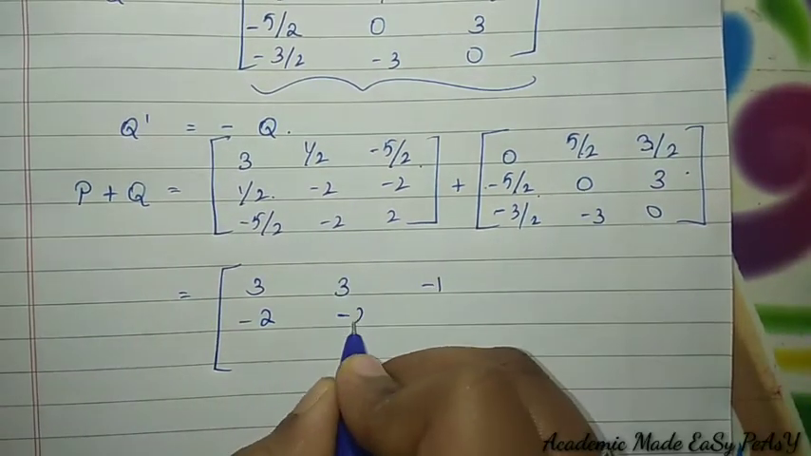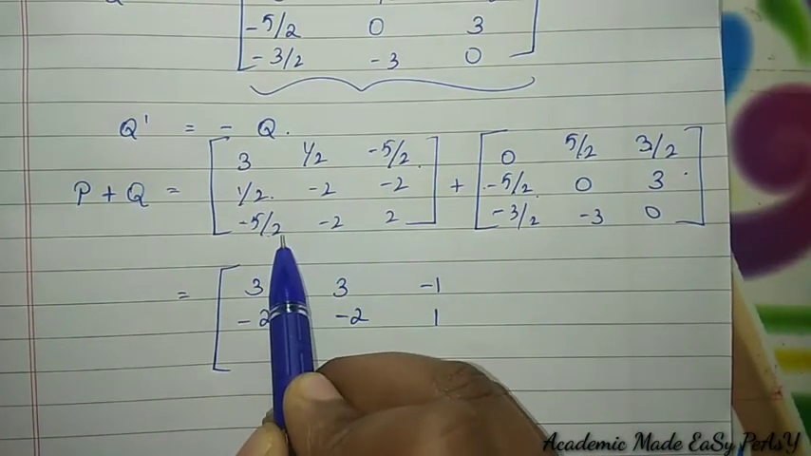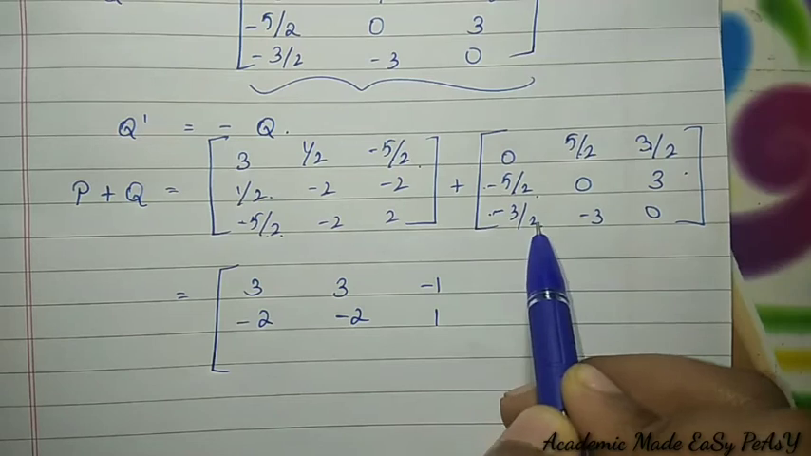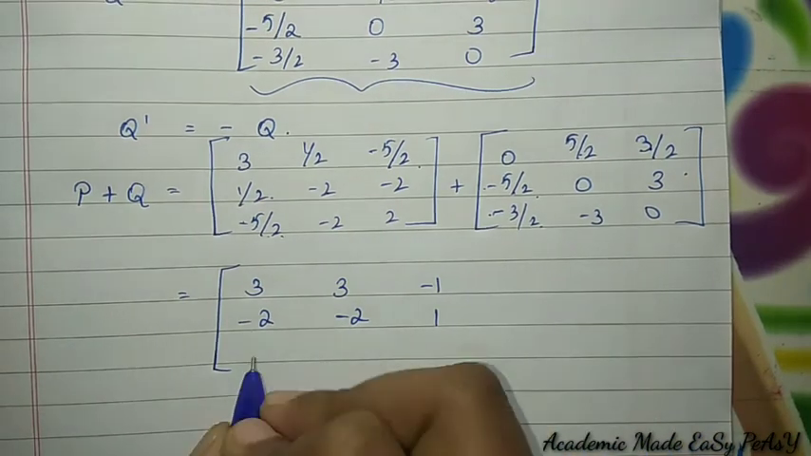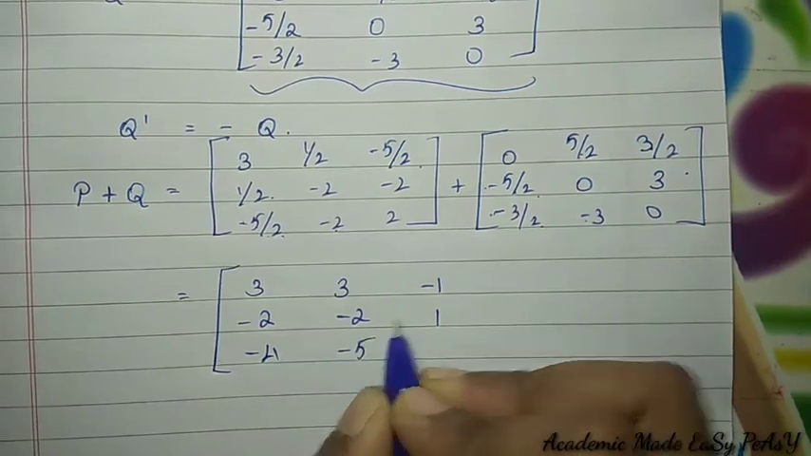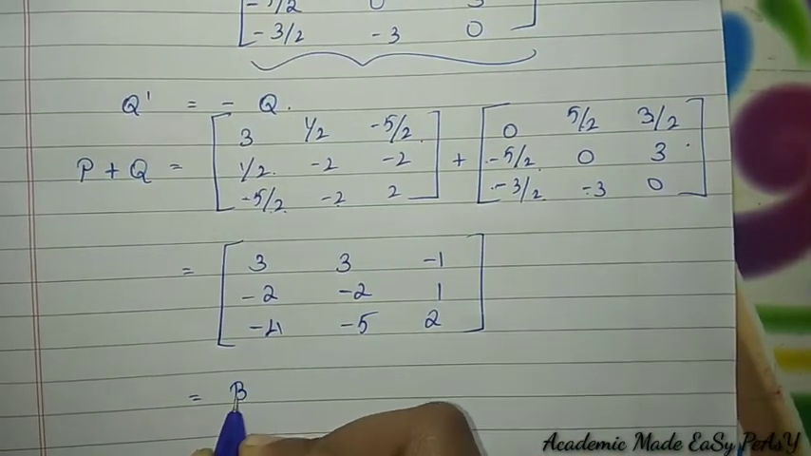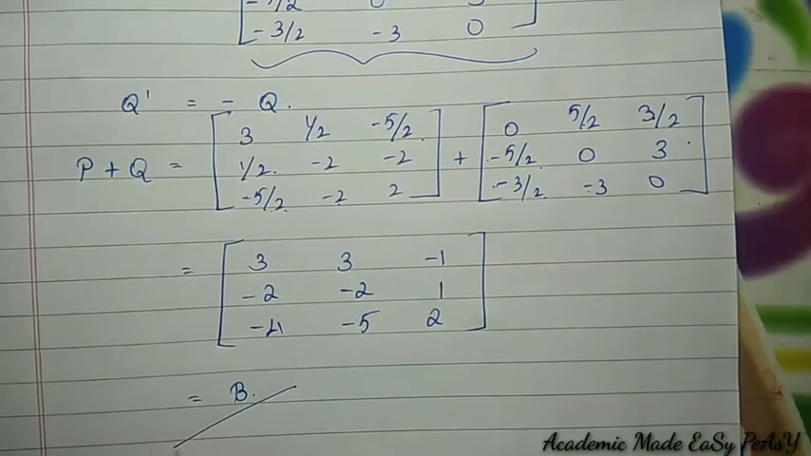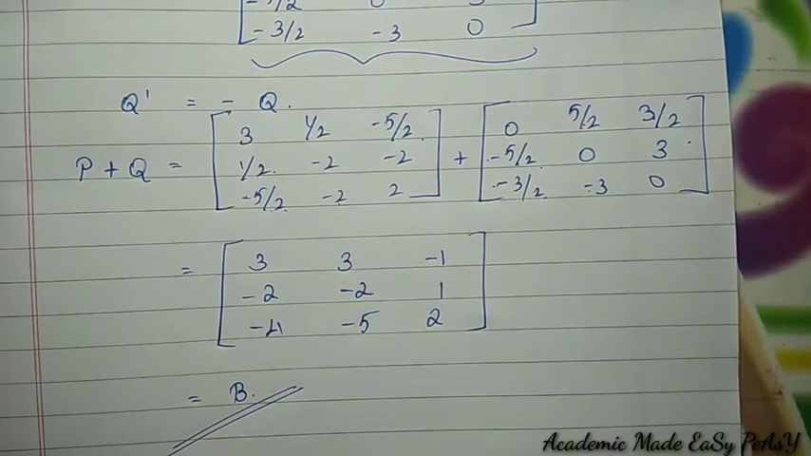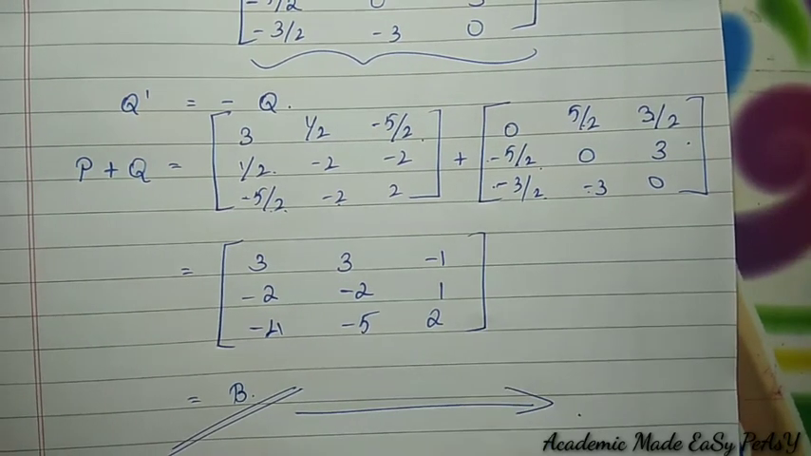2, 1, minus 5 by 2 minus 3 by 2, which is minus 8 by 2, which is minus 4, minus 2, minus 3, minus 5, 2. So this is matrix B. So this is expressing B as the sum of a symmetric and a skew symmetric matrix. By this it is over.